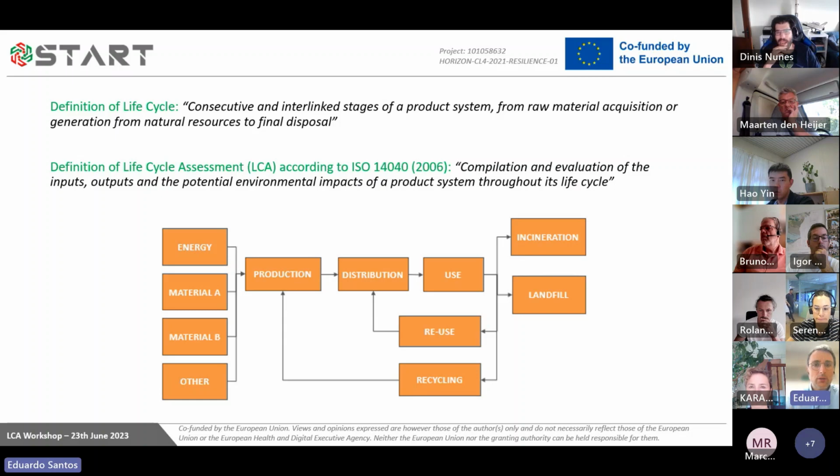When we are talking about life cycle assessment, we are doing, on top of these life cycle stages, a compilation and assessment or evaluation of the inputs, outputs, and the potential environmental impacts that happen in each of these stages and in the whole set of stages that compose the complete life cycle. So two different things.